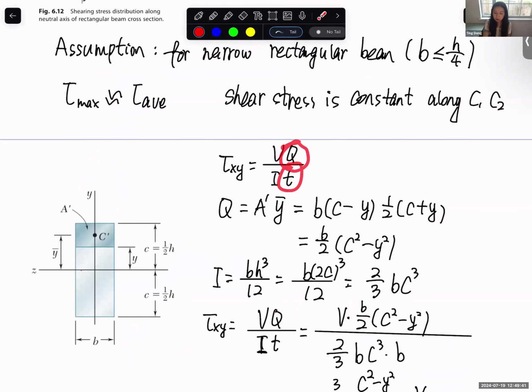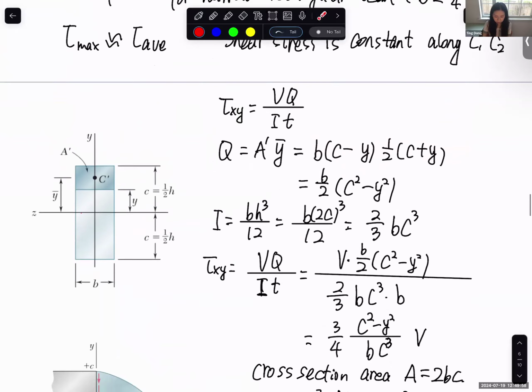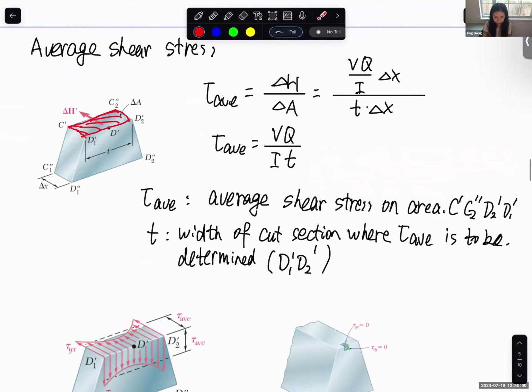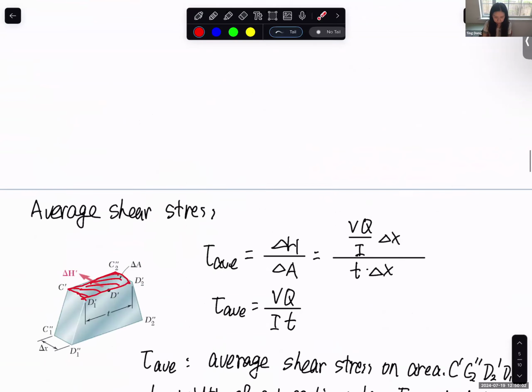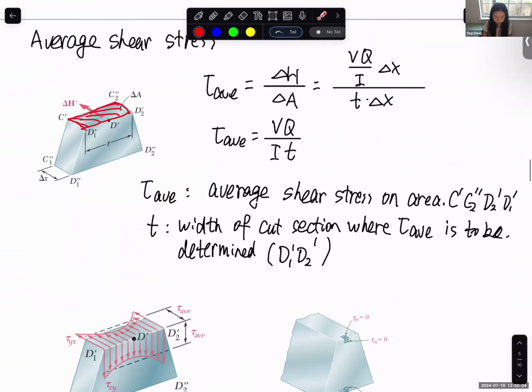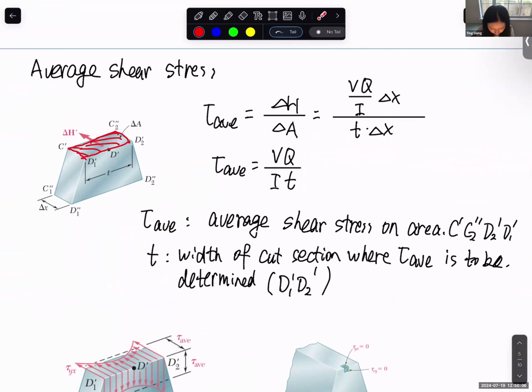It's just the Q, you need to consider its area here. And T is whatever thickness at the neutral surface, right? So that is a homework problem. I can do one more example problem for that part later. So this is the shear stress.